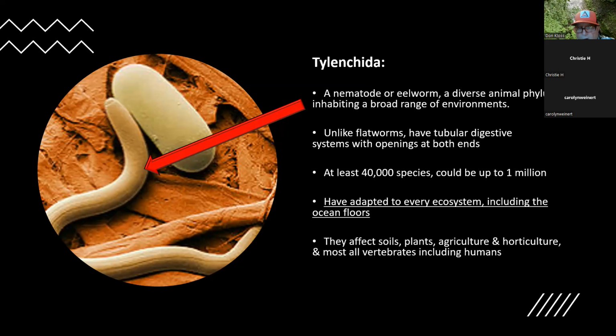They are a roundworm, and unlike flatworms, they have tubular digestive systems with an opening at both ends. So they have a mouth at one end and they have a rectum at the opposite end. There are at least 40,000 species of these, and it is highly argued. Some scientists say that it could be up to 1 million species.